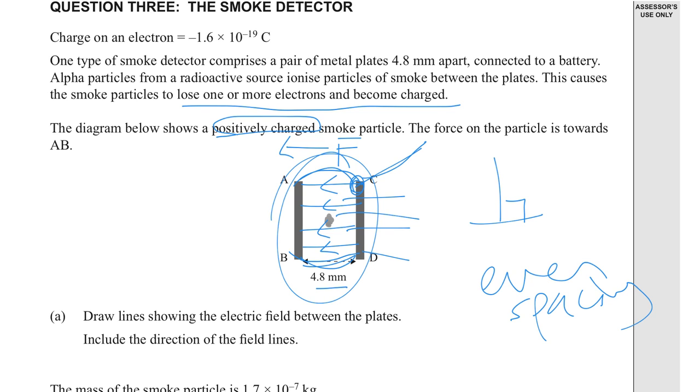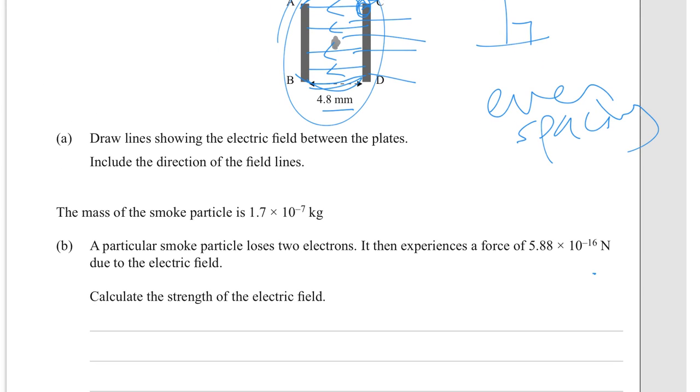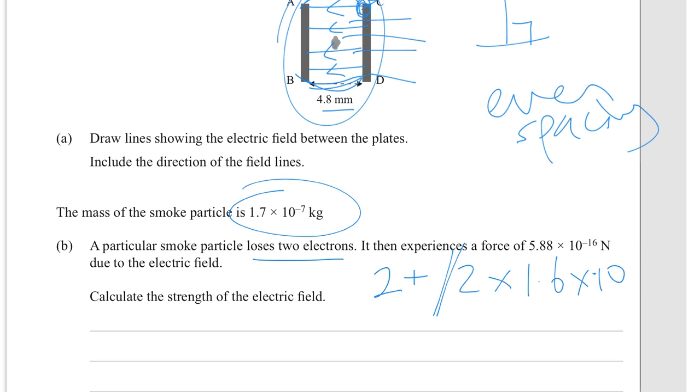Again, this is one of these questions where they can ping you on the details and you don't get to that merit or excellence, so you need to be much more precise than I've given you. And the arrow goes in the direction of a positive charge. Mass of a smoke particle is given. A particular smoke particle loses 2 electrons, so it's going to be 2 plus charge, or 2 times 1.6 times 10 to the minus 19 coulombs.